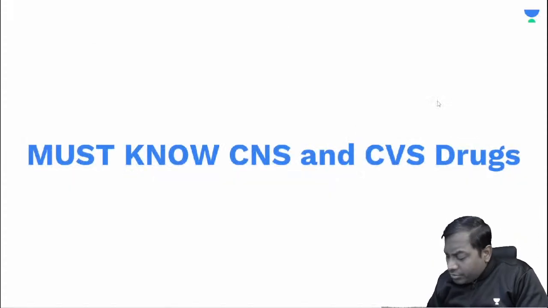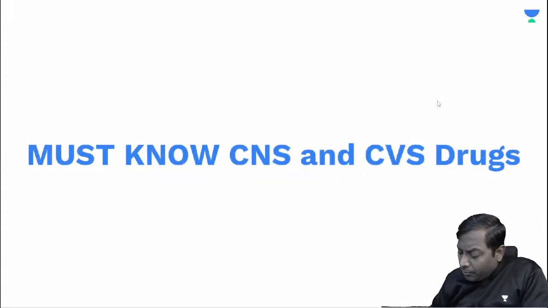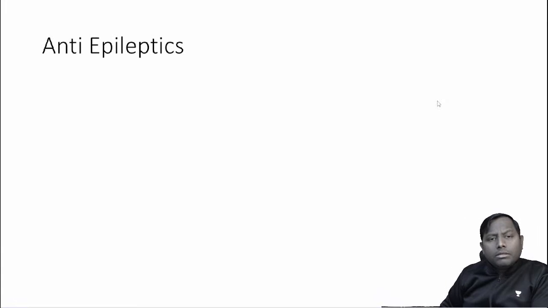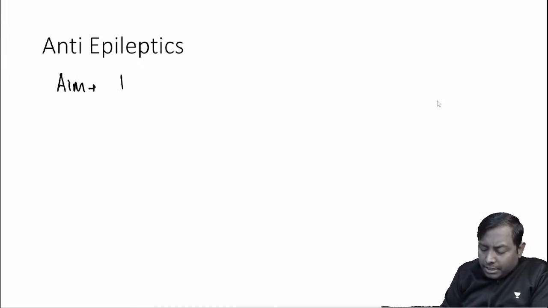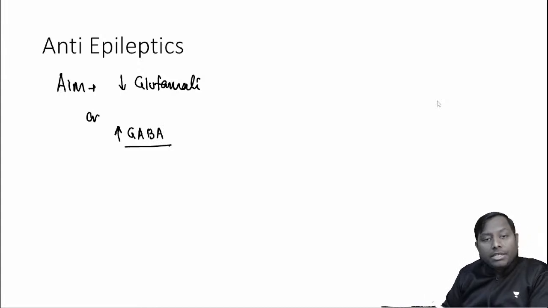Now some important CNS and CVS drugs that you should know at all points of time. First and foremost I'll be starting with the anti-epileptic drugs. Now for anti-epileptic drugs, your aim of therapy should always be to try to decrease the level of glutamate or try to increase the level of GABA. Either decrease glutamate or increase the level of GABA.